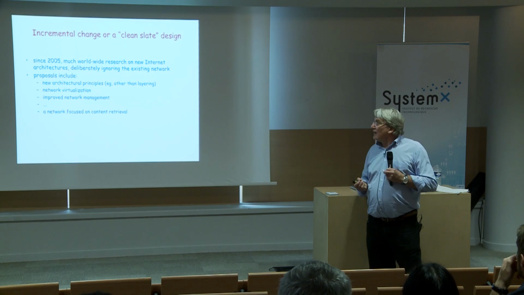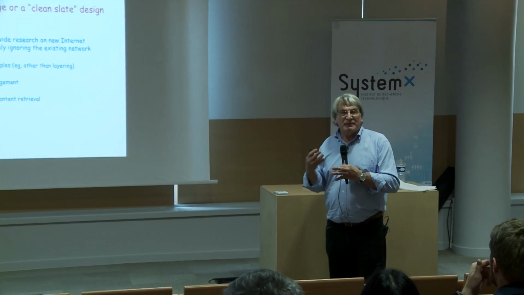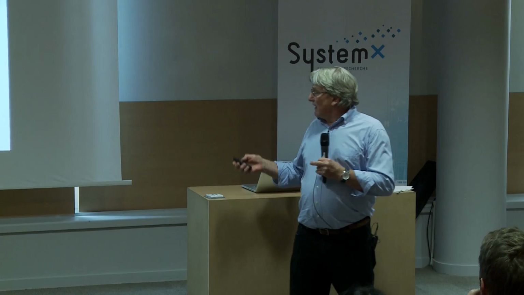And it was supposed that maybe the network could be virtualized in order that different architectures, different types of network, could coexist on the same infrastructure. So we have different virtual networks on the same infrastructure. And then the last one is what we're going to talk about. It's a network designed for content retrieval, not a network which was designed for file transfer, but rather which was designed with the current applications in mind.